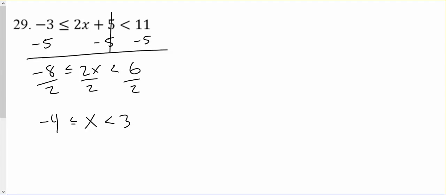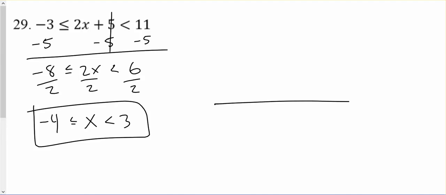They're in order. This is going to be an AND equation. We'd read this from the middle. All real numbers greater than or equal to -4 and less than 3. Our two numbers are -4 and 3.